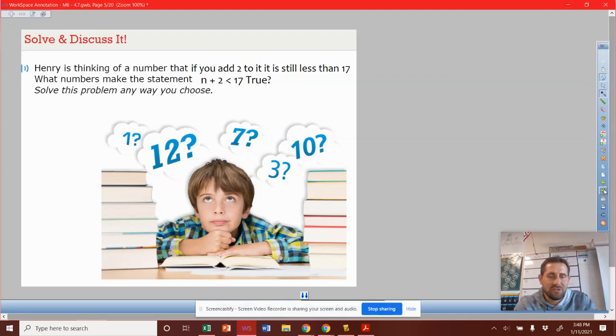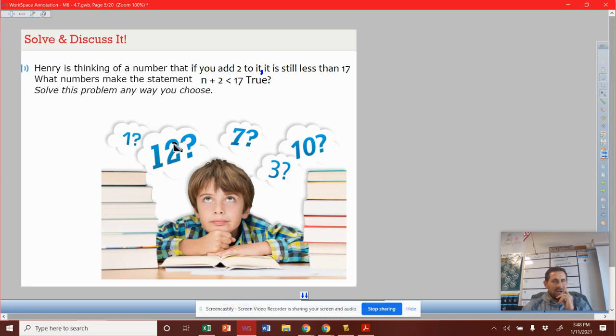Okay, here's our solve it question. Henry is thinking of a number that, if you add 2 to it, it is still less than 17. Sorry, maybe a comma would have been better in there. If you add 2 to it, it's still less than 17. What number makes the statement, here's a number plus adding 2 to it, that still makes it less than 17? So how many different numbers can you think of? Solve this any way you'd like, but how many different numbers?